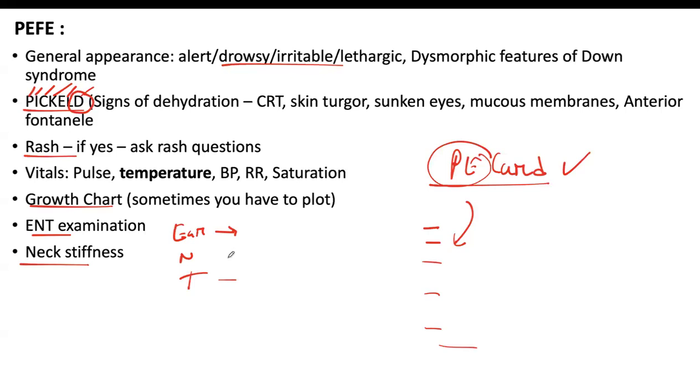You just say, first of all, examiner, I would like to check the general appearance to assess if the child is active, alert, or drowsy. Then I would check for any sign of dehydration, and then I will check for rash and neck stiffness. Then I would check the vitals, including blood pressure, pulse, respiratory rate. I would check the growth chart to make sure the child is growing well. Then I would go to the ear, nose, and throat exam. So like this, you just say to the examiner what you are going to do.